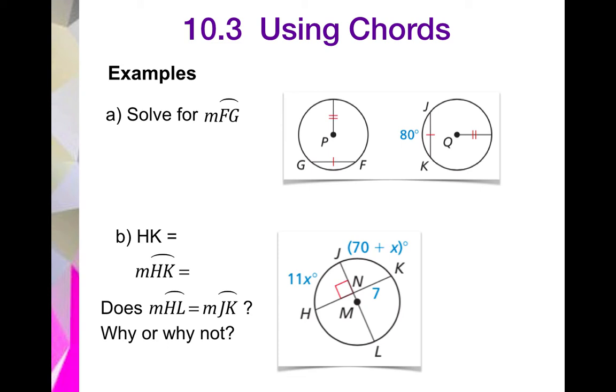In looking at JK and HL, you'll notice that the angle does not come from the center. So it's not the central angle. It's coming from some other chords that are inside of the circle. So it's not going to be the same. They're not equal. So if you measure that, that is not going to be the same thing as HL. And that's because they're not central angles.